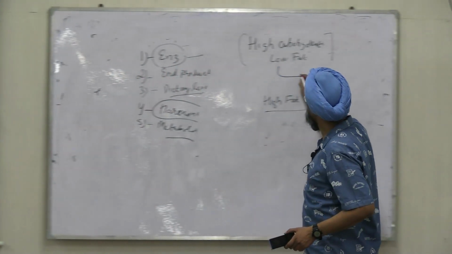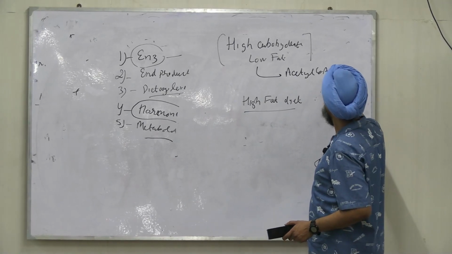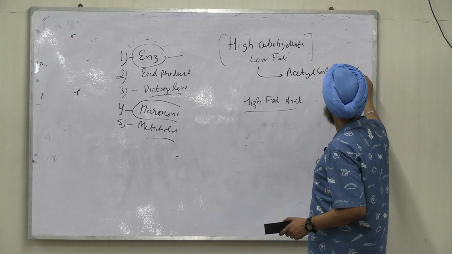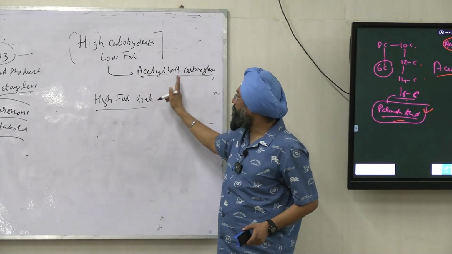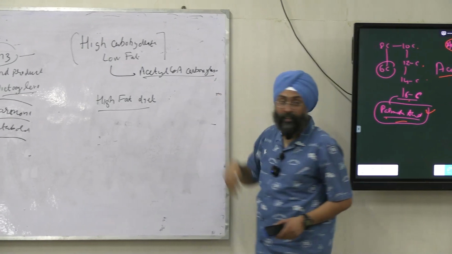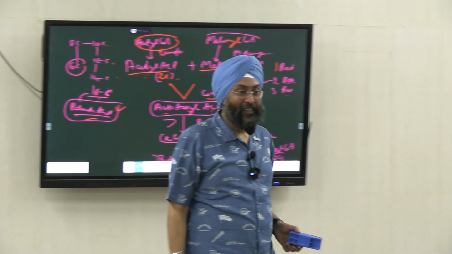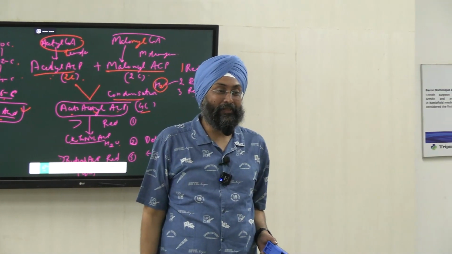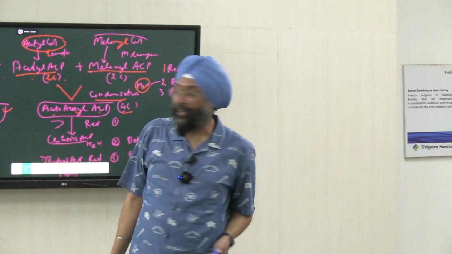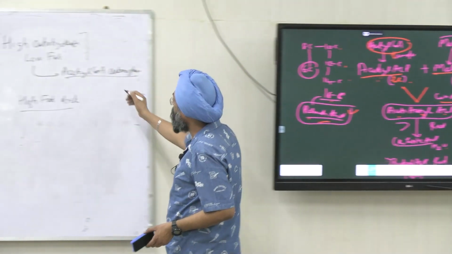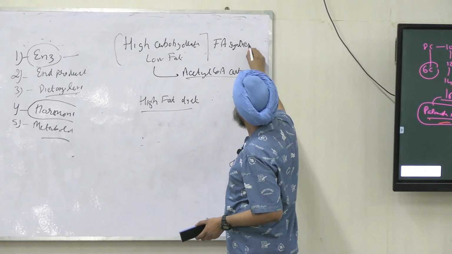This favors the synthesis of acetyl CoA carboxylase. High carbohydrate and low fat will favor acetyl CoA carboxylase. What will it do? It will convert acetyl CoA into malonyl-CoA, and malonyl-CoA will enter the fatty acid synthetase complex. And what will it do? It will start forming the fat. So if you are eating more carbs and low fat, the body will go for fatty acid synthesis, right?